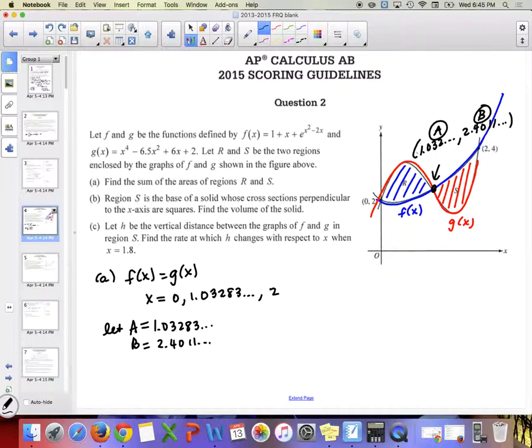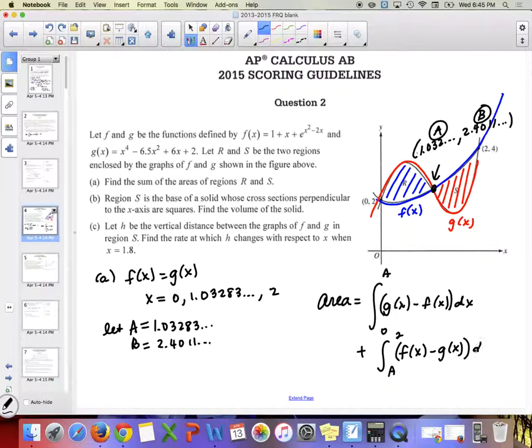All right, so if I'm finding the sum of the areas of region R, I'm going to say my total area. So for R, it's going to be top minus bottom, so it's g of x, the red line, minus f of x. And that goes from 0 to A. And then the other one is from A to 2, and that would be f of x minus g of x. And I put this into my calculator, and I do math 9.